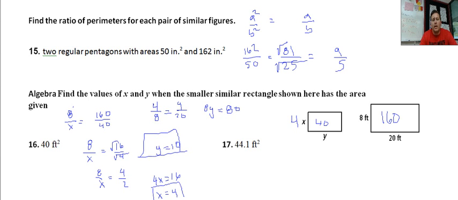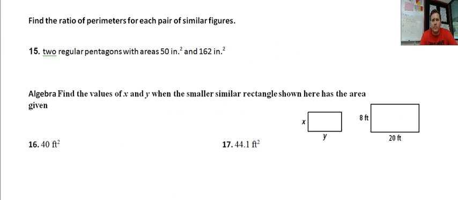Cool. And then we're just doing the exact same thing for this one, just instead of the area being 40, it is now 44.1. So let's do the same thing that we just did. We said this is going to be 160. We said this is going to be 44.1. And so let's put this as a fraction. 44.1 over 160. Well, I don't like a decimal in my fraction, so I'm going to multiply top and bottom by 10. So this is going to give me 441 over 1,600.